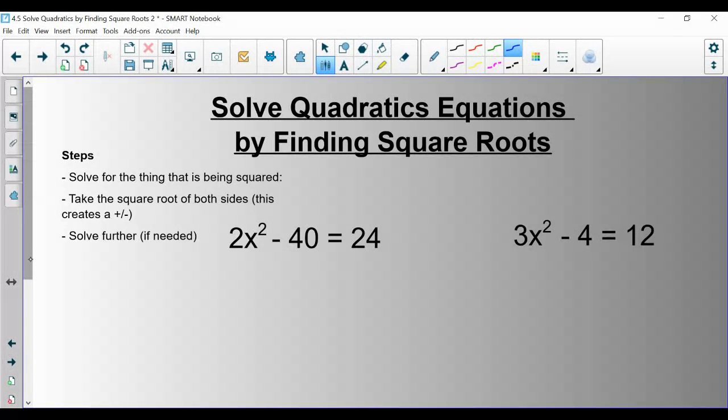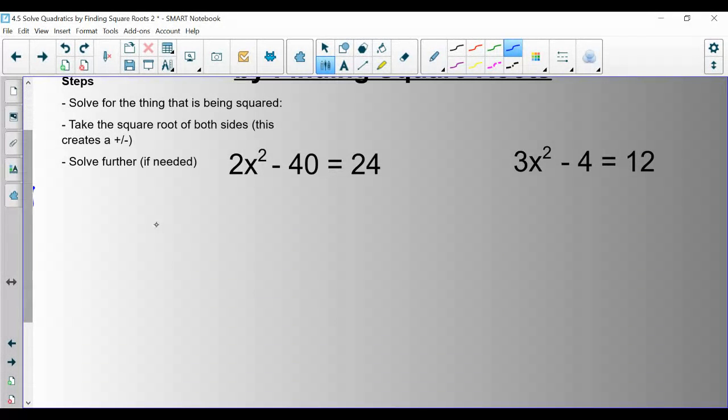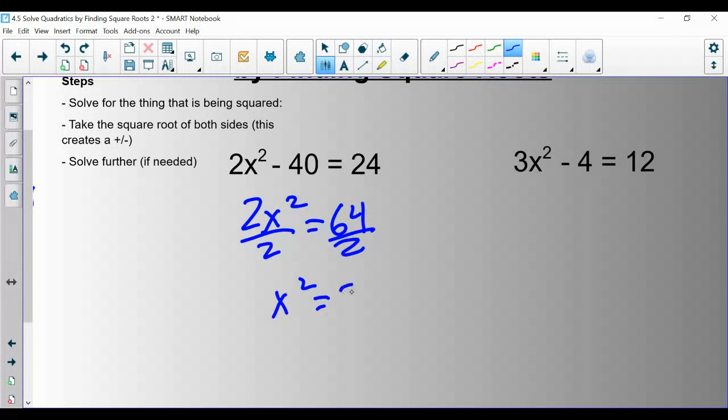Like I said, we're going to progressively get more difficult. Here we're going to add 40 to both sides. That would give us 2x squared is equal to 64. The reason that we're doing that is because we're solving for the thing that is being squared. Then you would divide both sides by 2. The thing that's being squared is x. I need to get rid of that multiply by 2. So then you'd have x squared is equal to 32.